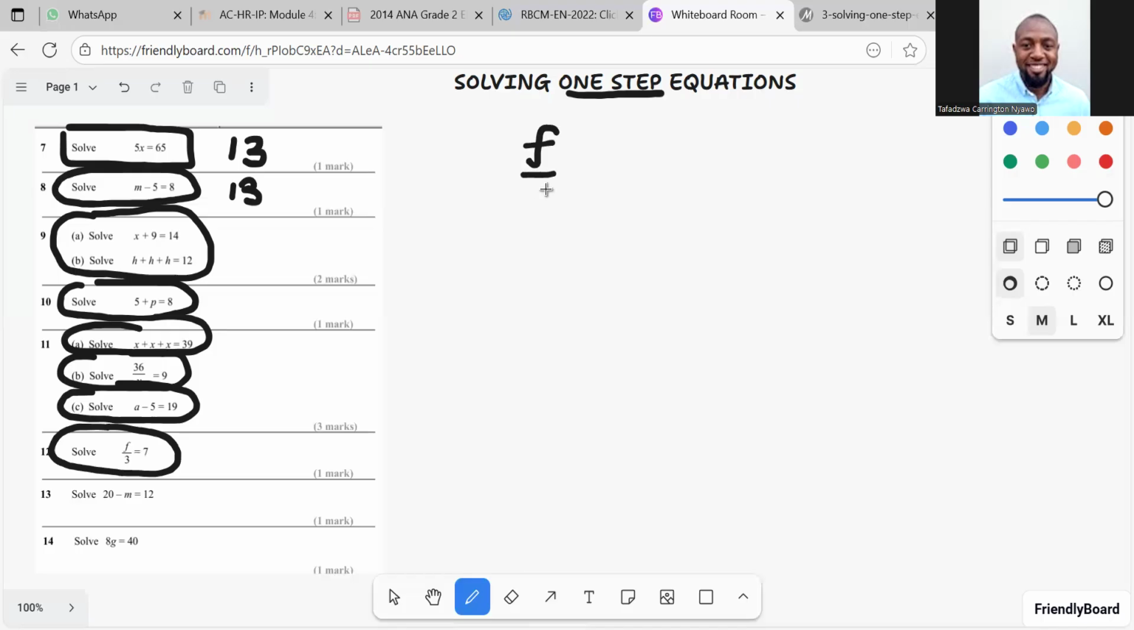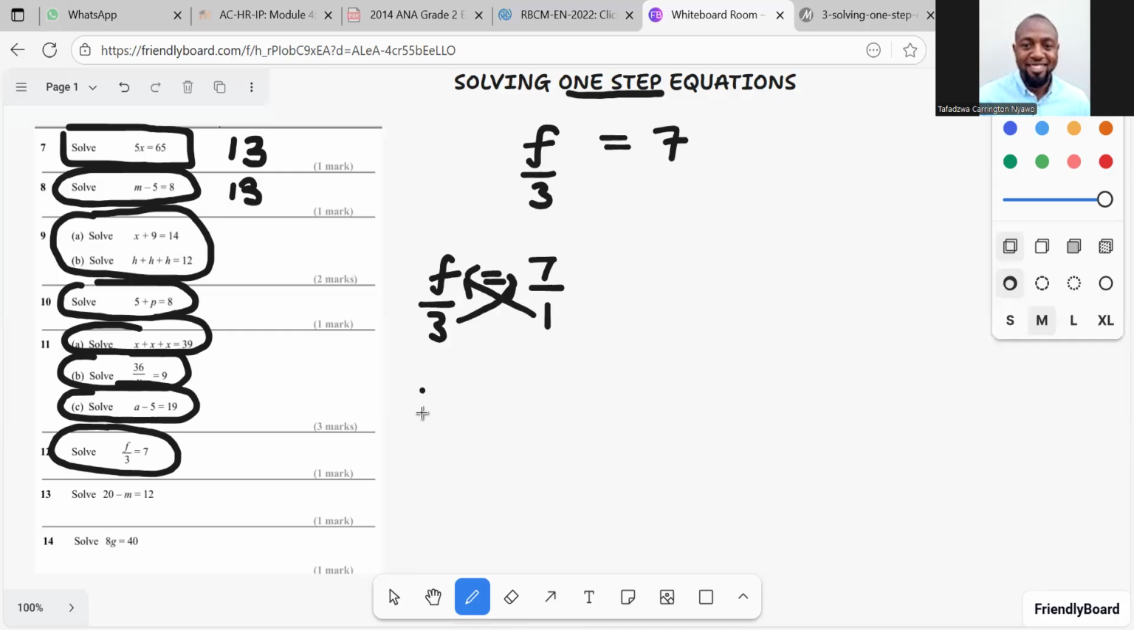So now we have f over 3 is equal to 7. All right. So I'll start with cross multiplying. I love cross multiplying. Just straight to the point. So I'll need to express the 7 as a fraction first, which is 7 over 1. Then I cross multiply.